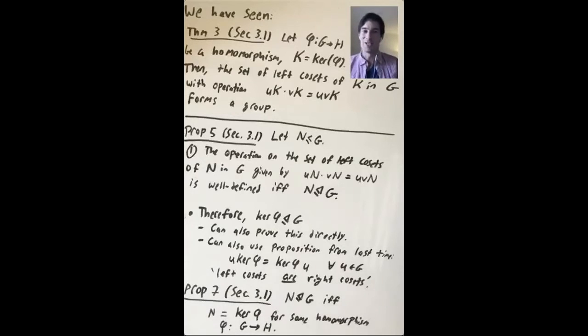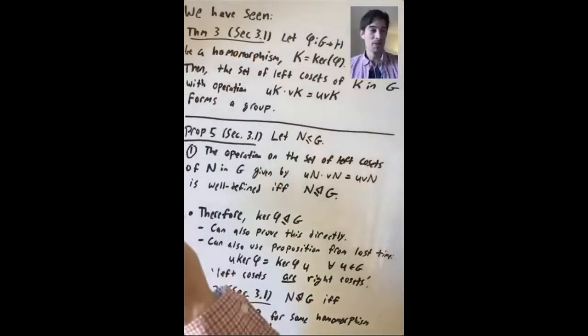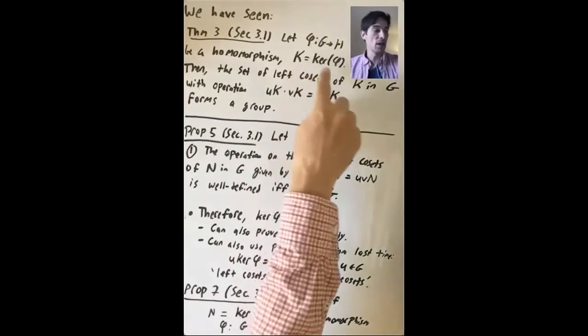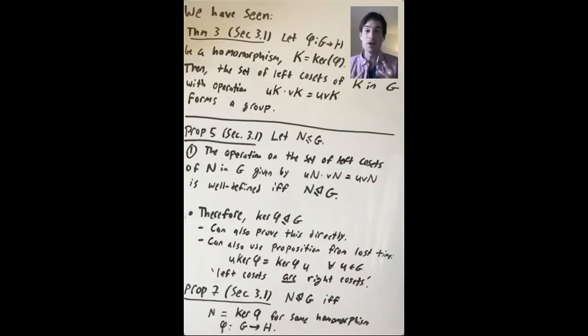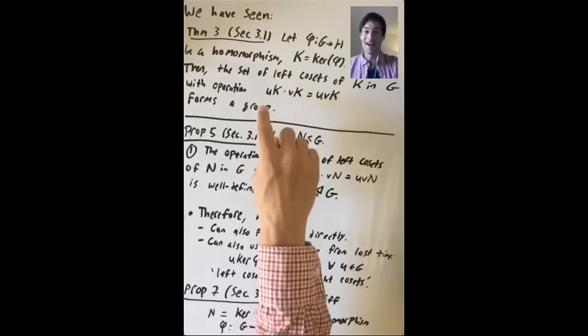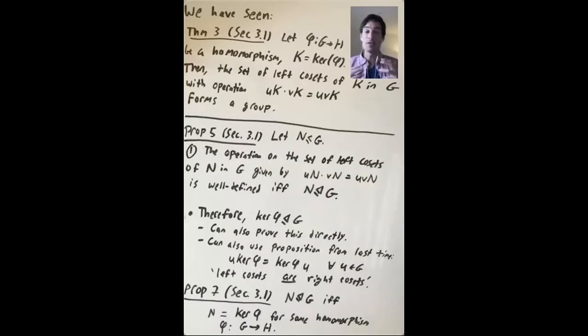I want to continue our discussion of normal subgroups and kernels of homomorphisms. So we've seen already in Theorem 3 of section 3.1 that if you have a homomorphism phi from a group G to a group H, and the kernel of that homomorphism is K, then you can put a group structure on the set of left cosets of K in G by defining the operation uK, the coset of K containing u, times vK equals uvK. And this operation is well defined, and this set with this operation forms a group, which we've been calling a factor group or quotient group.